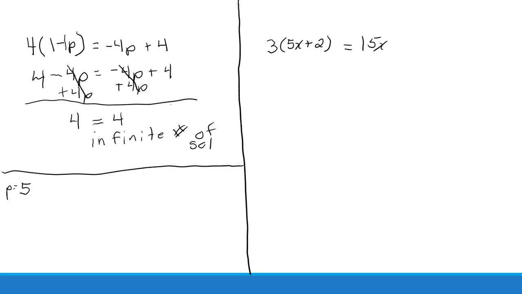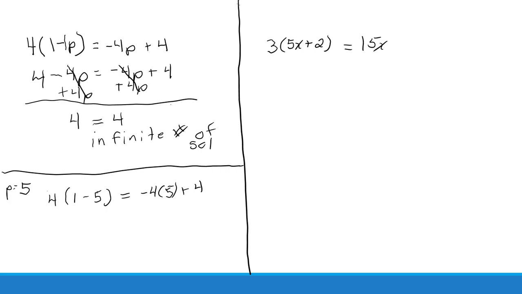When I have one side equal to the other, I have an infinite number of solutions. In this case, if we take p is equal to 5, we'll substitute it into the original equation. 4 times 1 minus 5 is equal to negative 4 times 5 plus 4.